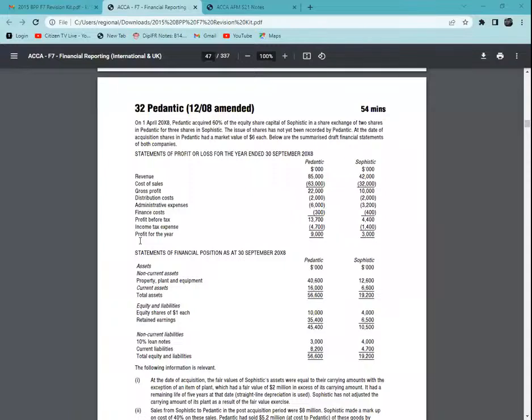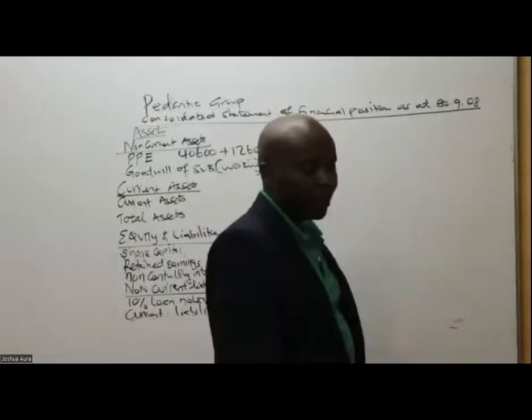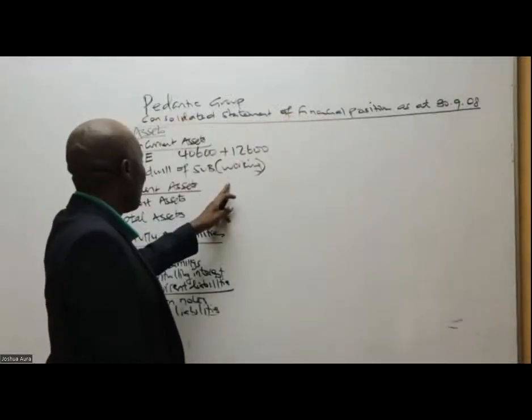Just come here normally and look here. So we have property, plant and equipment. So we have 4,600 and 12,600. We're only adding, so we have here 4,600 plus 12,600. Great. So goodwill of subsidiary, this one I will need a working for later on.